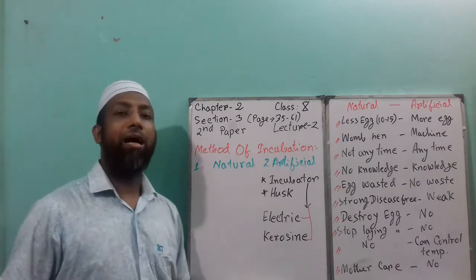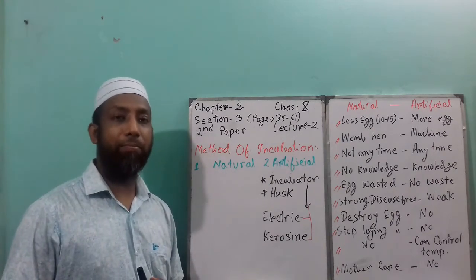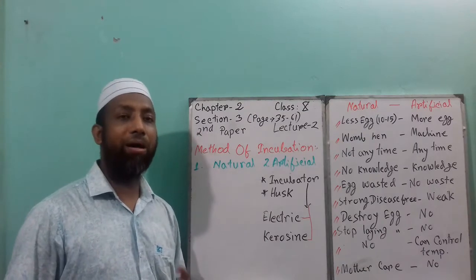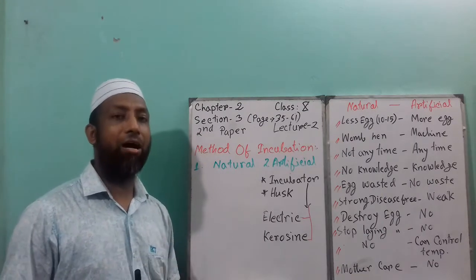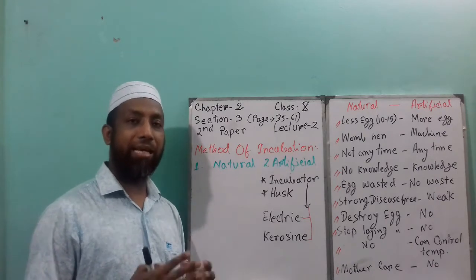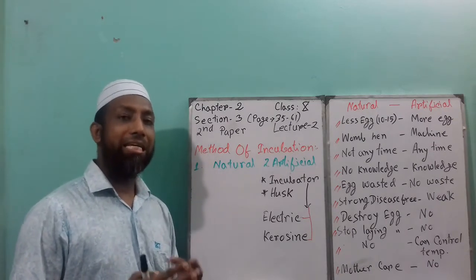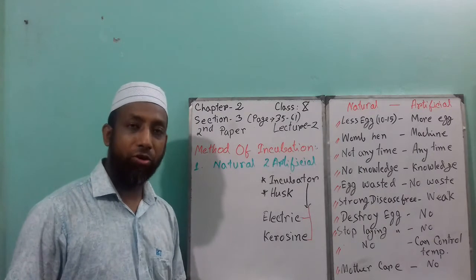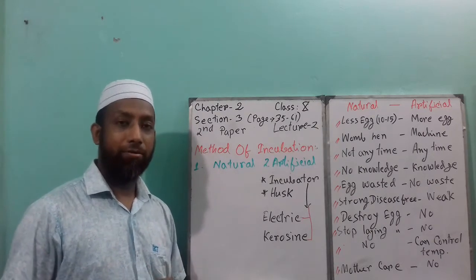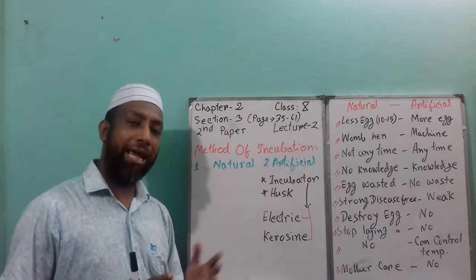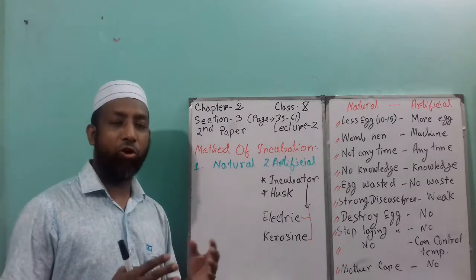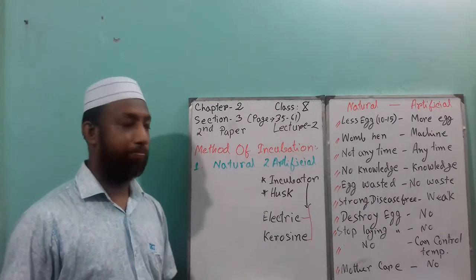This method has continued from our ancient period. From the ancient period, even now in some urban places and village areas, they use this method for hatching eggs, and that is called the natural method. They use a hen, straw and a normal house for hatching eggs.